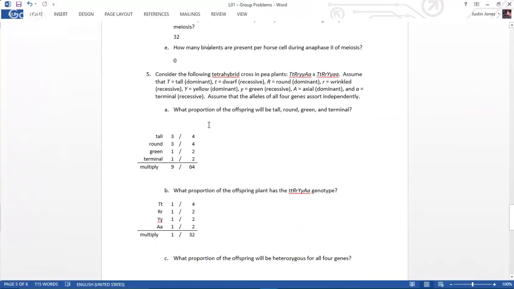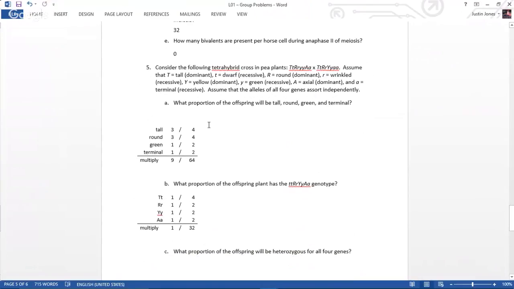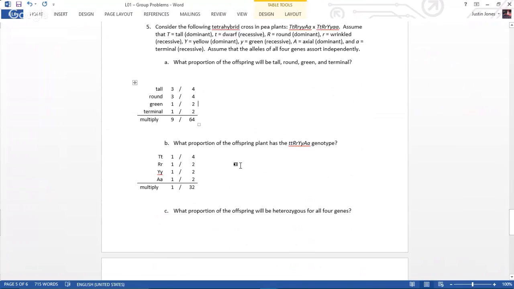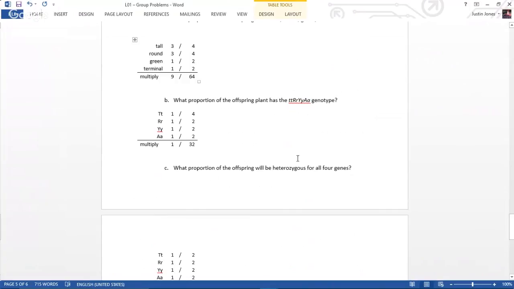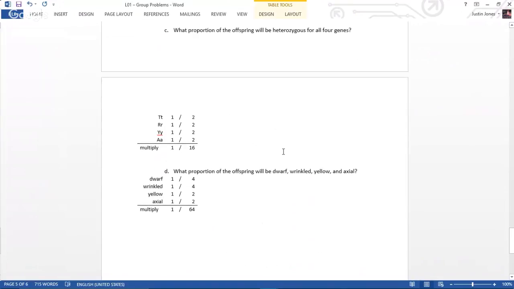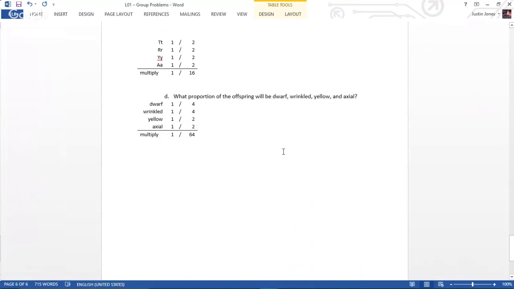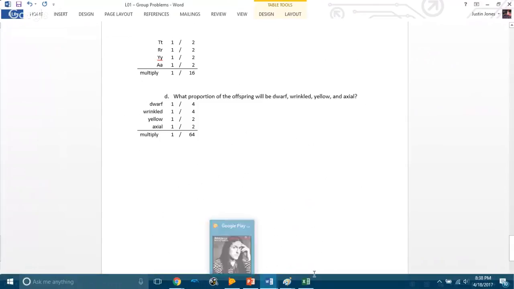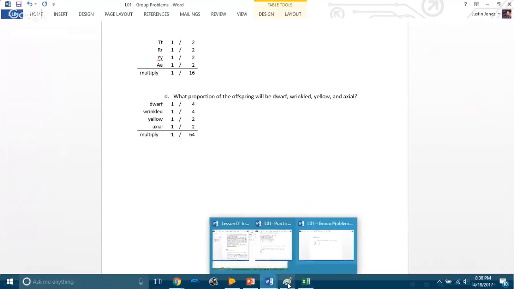Then here it's the same thing we were doing in problem 1, except they're looking for phenome rather than genome. So, for instance, here, tall and round are both 3 out of 4 instead of the half and a fourth we got earlier. But you multiply it through, you get 9 out of 64. And then for this one, 1 out of 32, just going through the proportions. This one, for them all to be heterozygous, it's all actually a half, so it's pretty simple there. And for the last one, you go through dwarf as a quarter, wrinkled a quarter, yellow a half, axial a half, and you get 1/64.